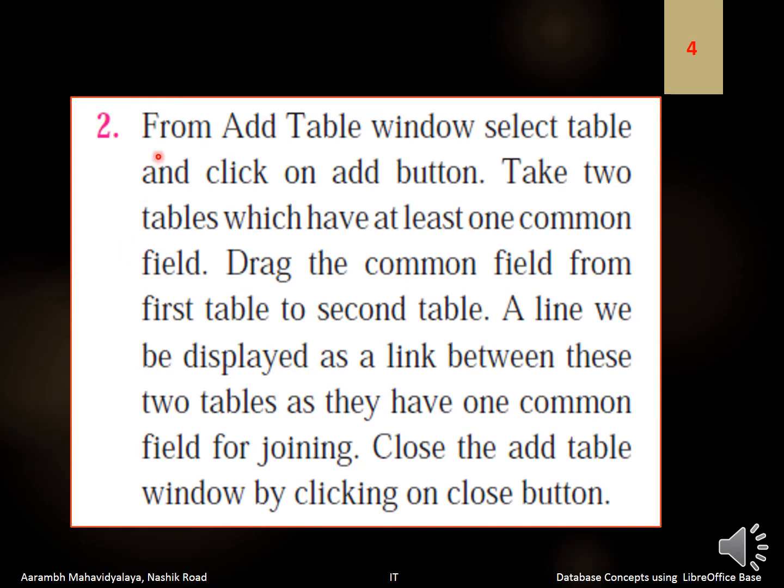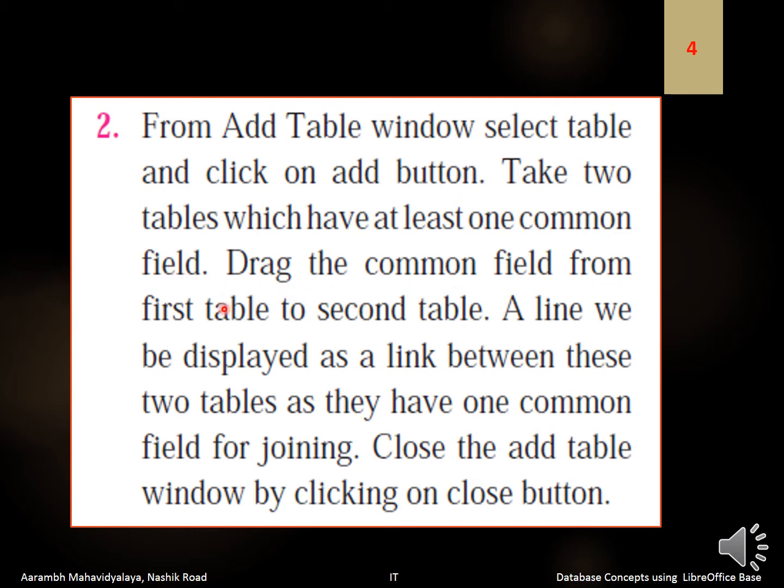Then in the add table window, select a table and click on the add button. That means you have to add the required tables which are going to perform various functions for your query. Take two or more tables which have at least one common field. That means you have to set the primary key within each and every table which is common throughout the database, and on this primary key you can create the relation.